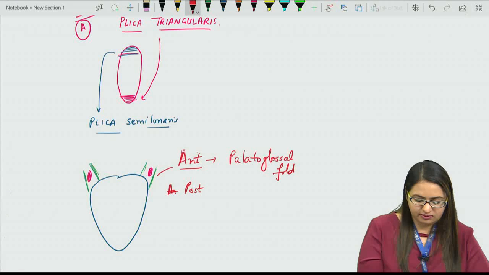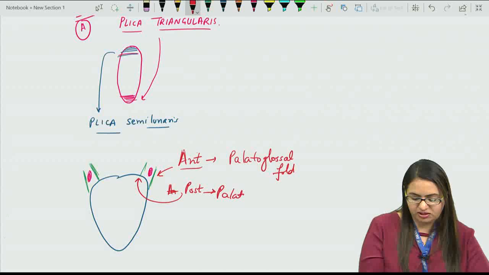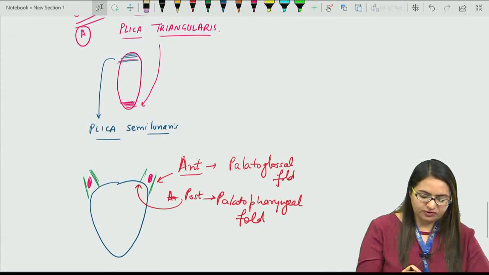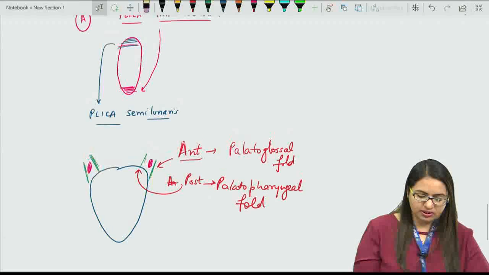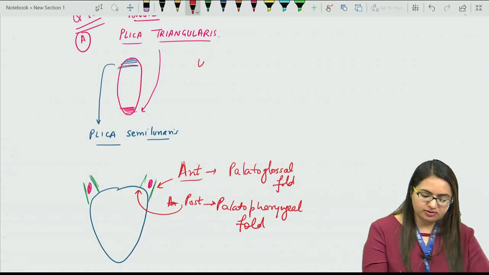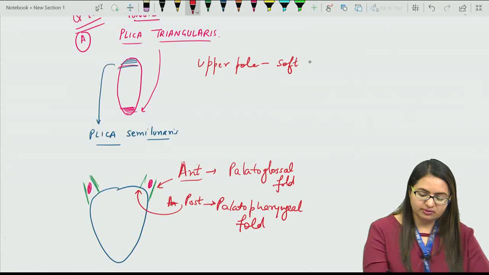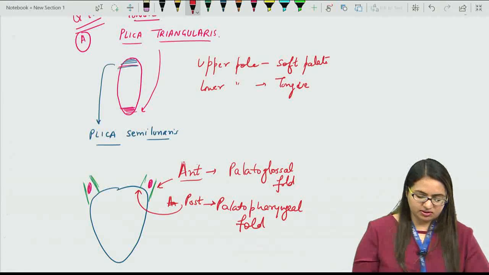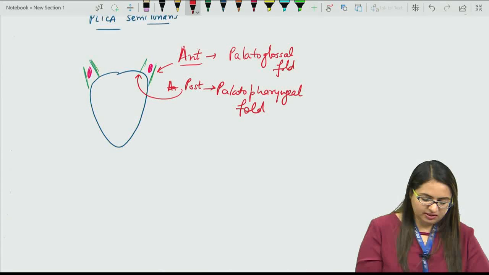This is the anterior side and this is the posterior side. Towards the posterior side, we have the palatopharyngeal fold. And this fold is consisting of the palatopharyngeus muscle. Then if we see, it is having the upper pole and the lower pole also. The upper pole is related to the soft palate and the lower pole is related to the tongue. Then it is having medial and lateral surfaces also.